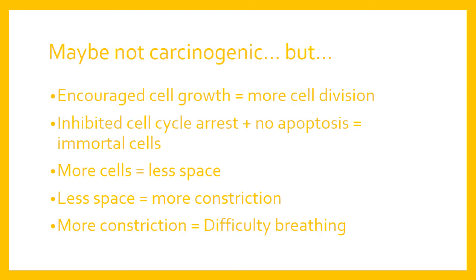Although gold nanoparticles may not seem carcinogenic, we can still put some pieces together. Encouraged cell growth means you have more cell division and more cell numbers. Inhibition of the cell cycle arrest, plus the inability to undergo apoptosis, means you probably have more cells that aren't dying. More cells in the lung tissue means you have less space in the lung tissue. Less space means more constriction, which obviously means you will have difficulty breathing.